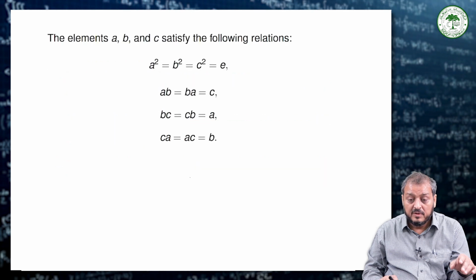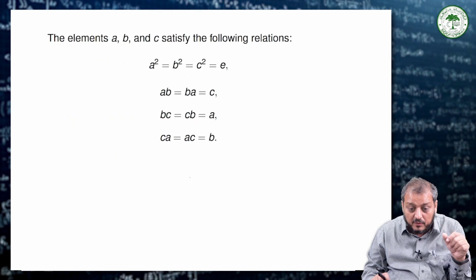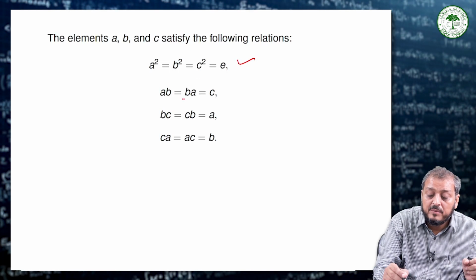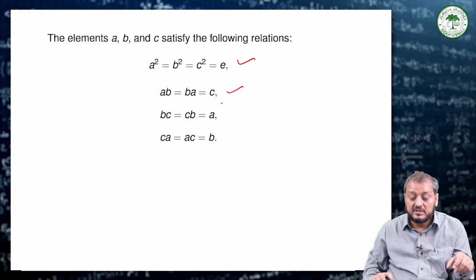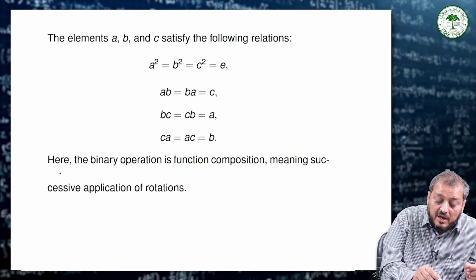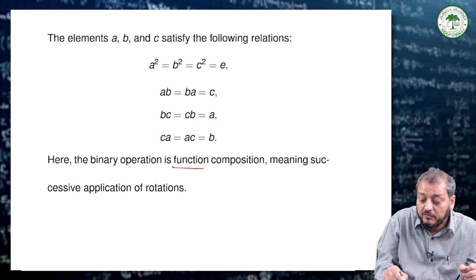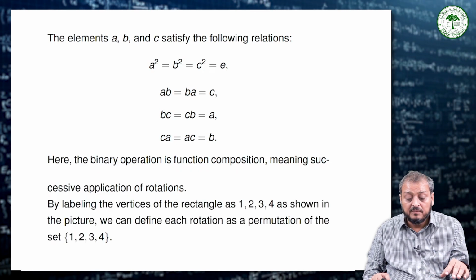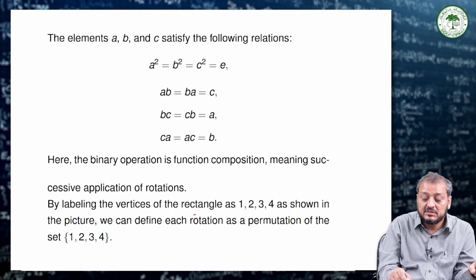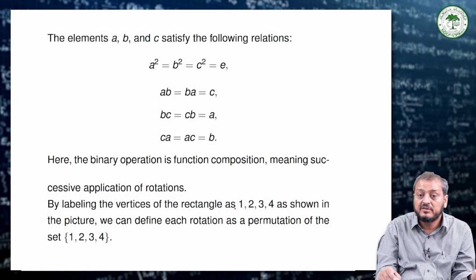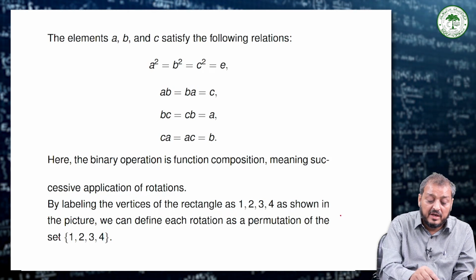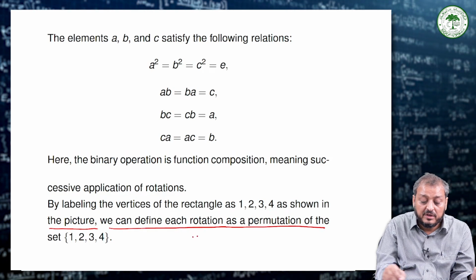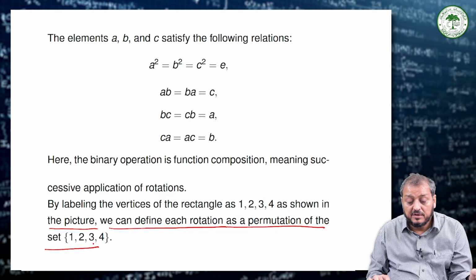After this, the elements A, B, C satisfy the relations AB = BC = C, and this also satisfies this condition. The binary operation is function composition, meaning successive application of a rotation. By labeling the vertices of the rectangle as 1, 2, 3, 4 as shown in the figure, we can define each rotation as a permutation of the set {1, 2, 3, 4}.